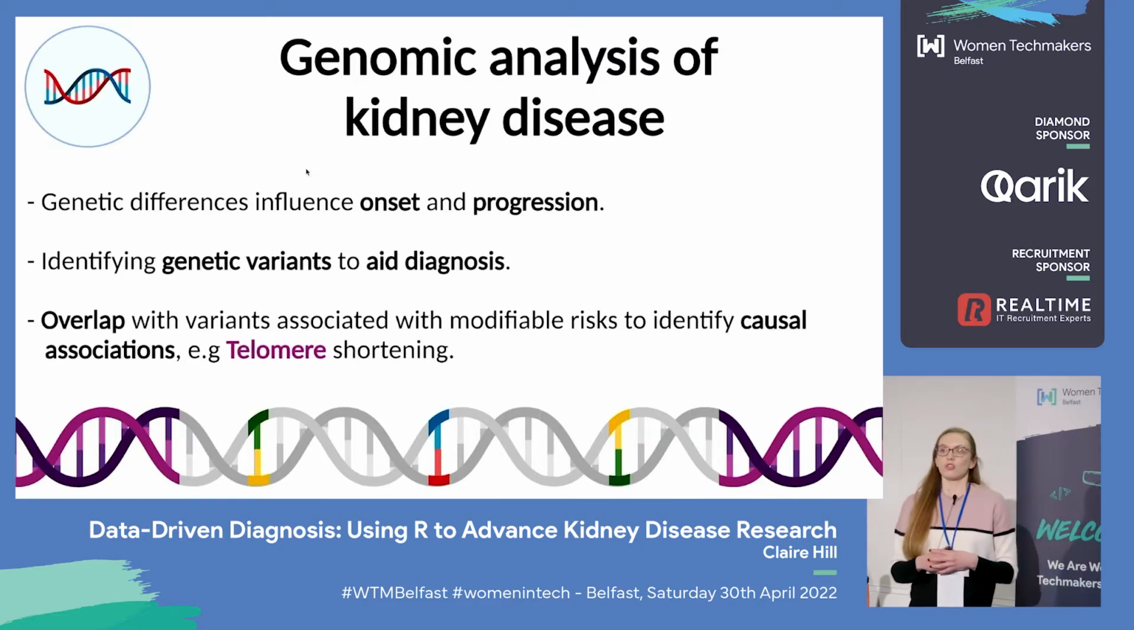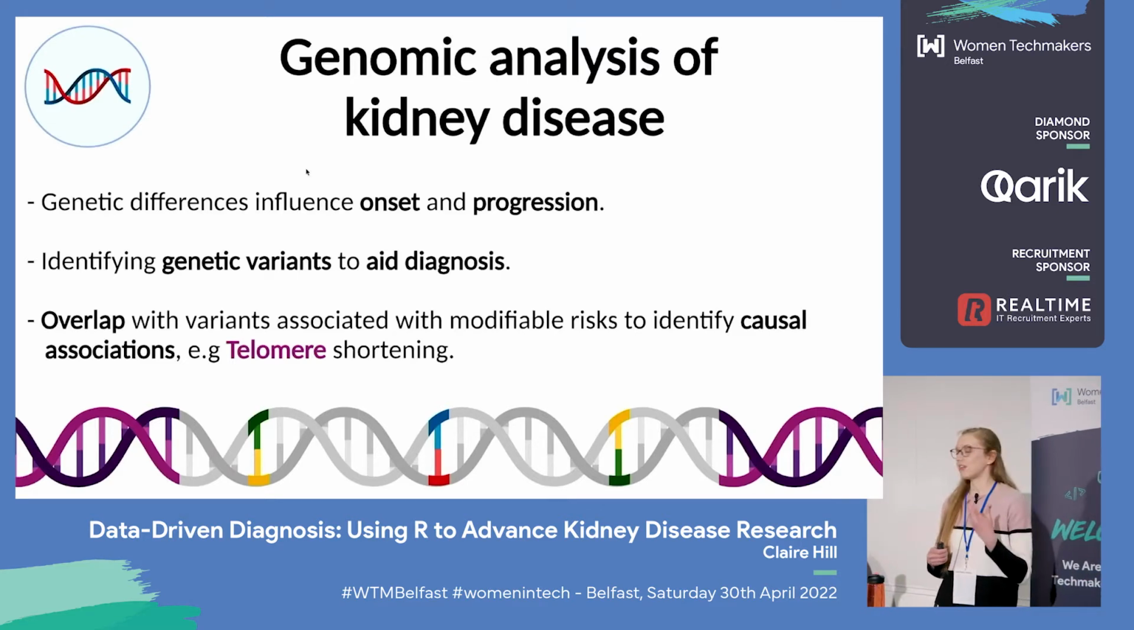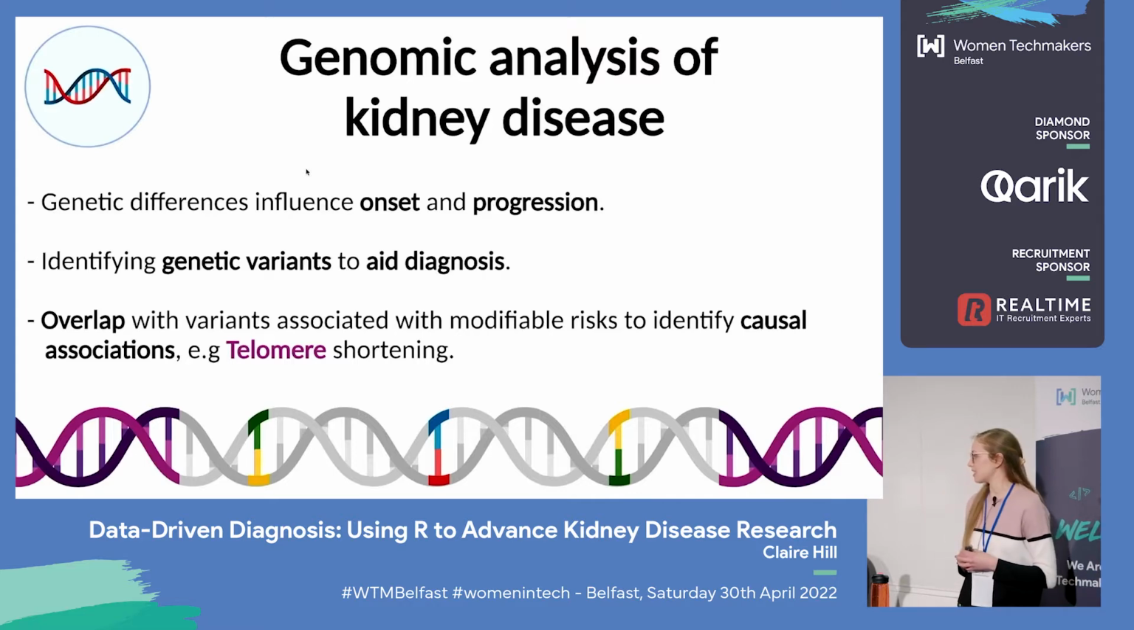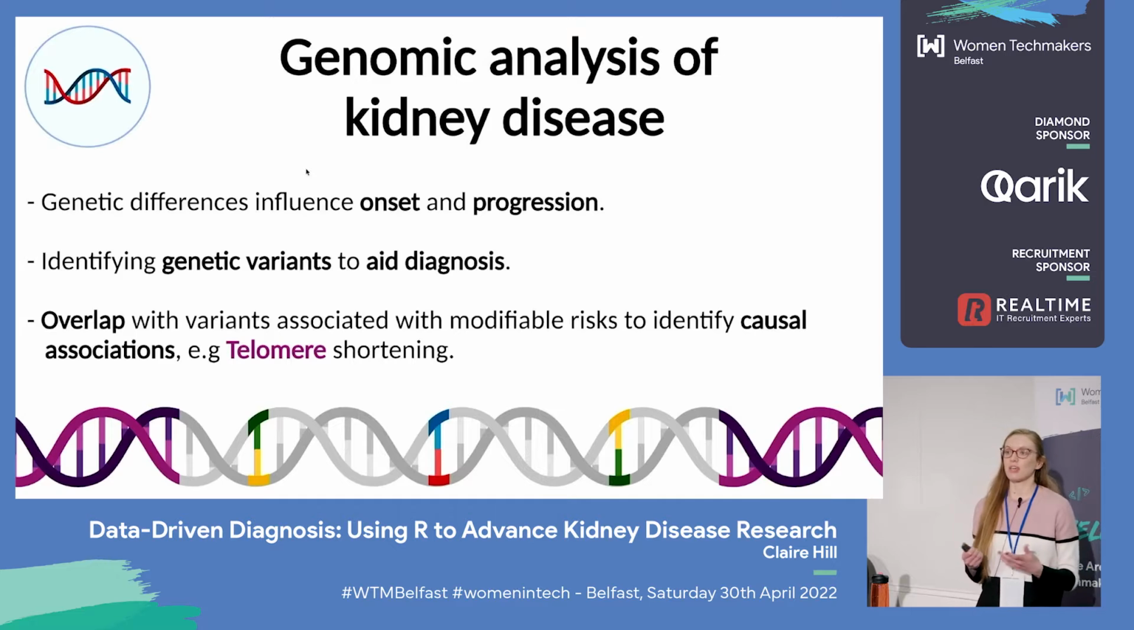So we know that there's genetic variation that can influence the onset and progression of kidney disease. And by identifying the genetic variants that influence this disease, we can improve our ability to diagnose the disease and also help treatment planning for patients for personalised medicine. But what's great is that when we identify these genetic variants that are involved in kidney disease, we can then see if there's any overlap with the genetic variants that we know are associated with other modifiable risk factors that might be coffee consumption or insomnia.